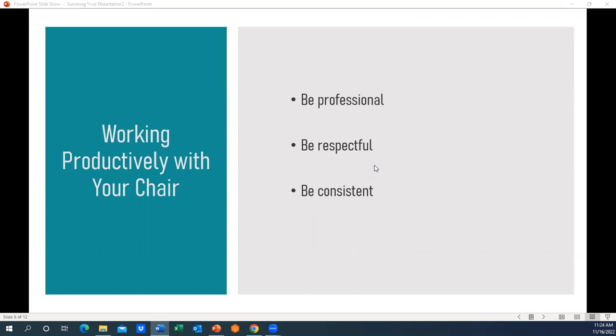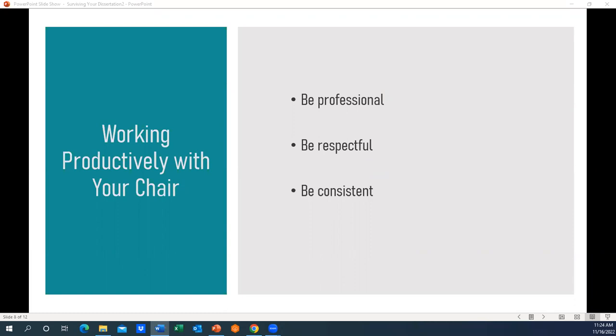And if you have real problems with your chair, like they're just not helping you, or you just can't get along with them, or there's something that makes it very difficult to do your work, that happens occasionally. You can talk to somebody about that, usually the department head or something, but do that only in extreme circumstances. I don't recommend that unless there's a real necessity to.